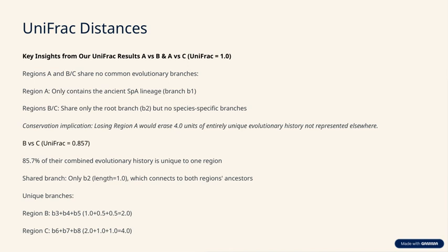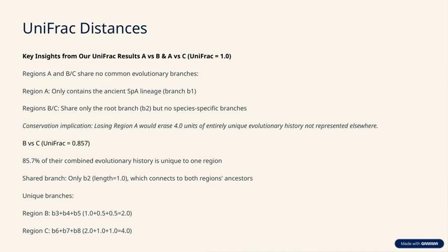This is quite significant, because it means that if we were to lose region A, we'd be losing 4 units of entirely unique evolutionary history. That's a substantial amount of diversity that we can't find anywhere else. It really highlights the importance of preserving region A to maintain that unique evolutionary legacy. Now, looking at the comparison between B and C, the UniFrac distance is 0.857, which tells us that about 85.7% of their combined evolutionary history is unique to one region or the other.